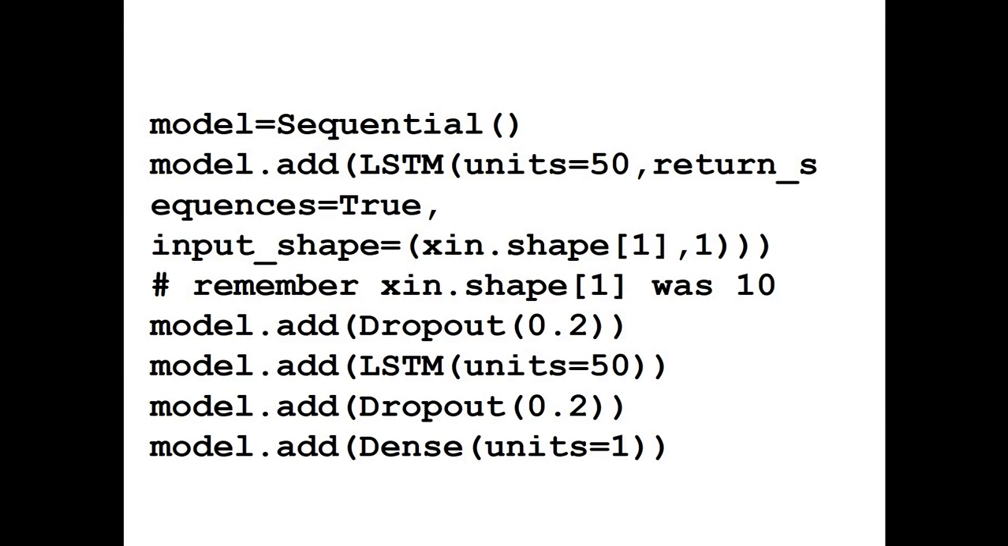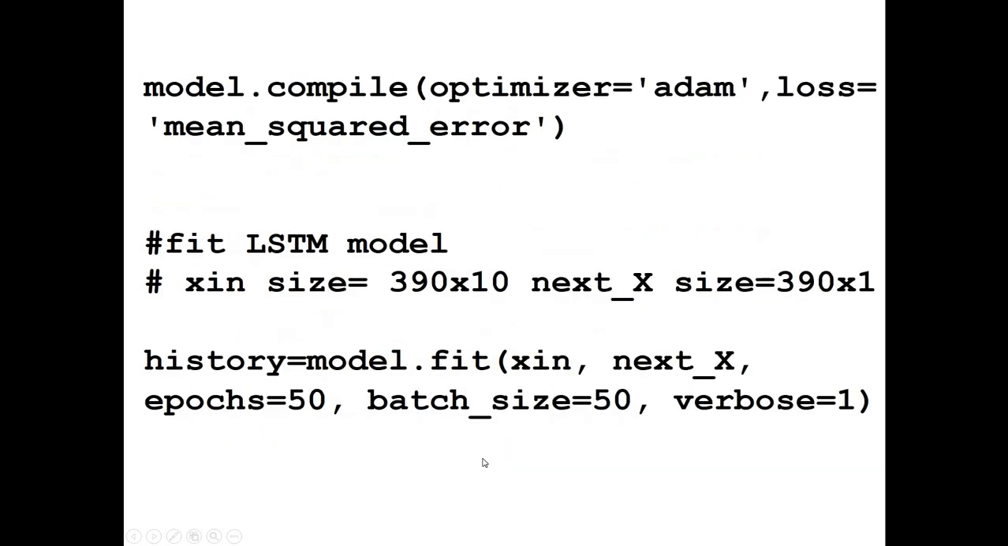Now, this is how you define all this. It's a sequential model, and units is equal to 50. That means the number of neurons is 50. The input shape is what we have got from the earlier videos. You remember X.shape[0] was 390 and X.shape[1] was 10. And model.add Dropout is 0.2 and units is equal to 50. Again, this is how you define all these things.